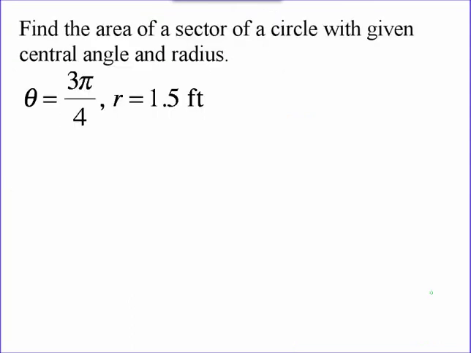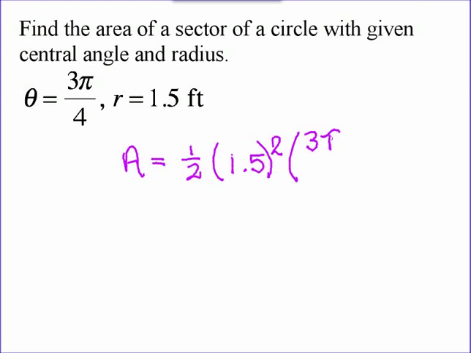Okay, there we go. Find the area of the sector of a circle with given central angle and radius. So area equals 1/2 times 1.5 squared times 3 pi over 4. Okay, so all we need to do now is calculate that.